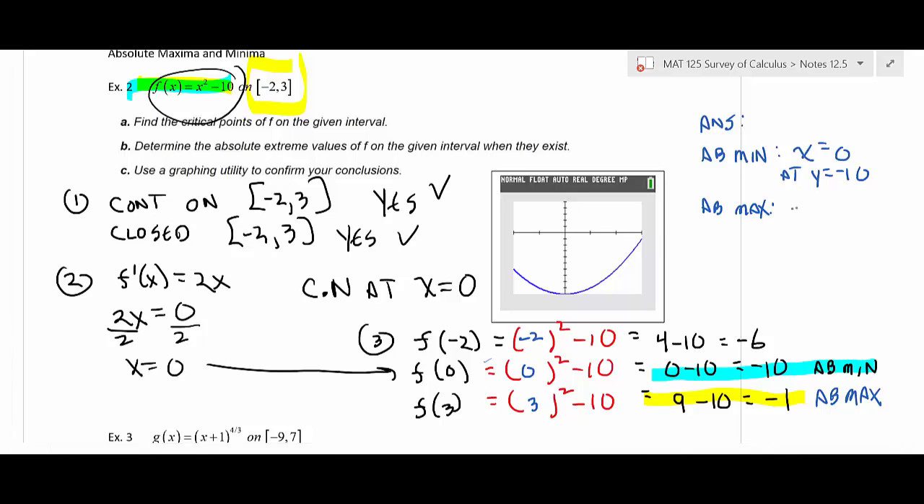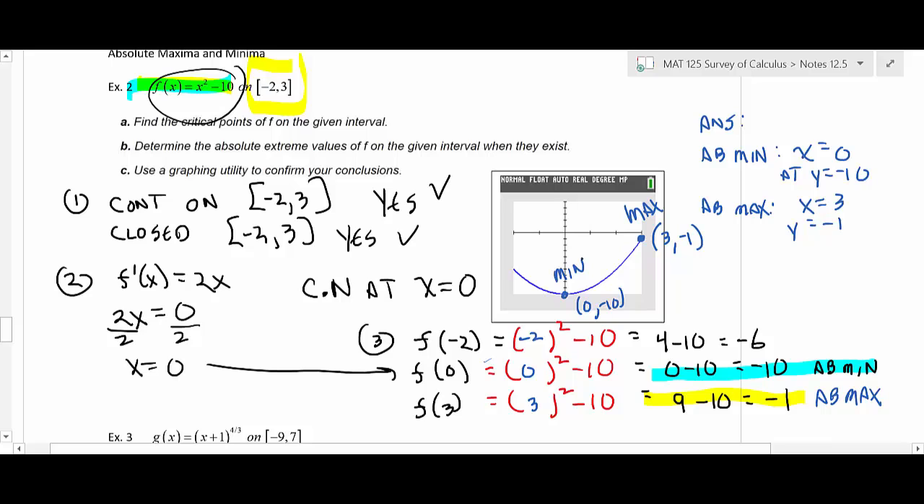You'll have to follow that when you're doing your homework on MyMathLab. Absolute max occurred at x equals 3, and y is equal to negative 1. Now, I think I put this graph on your handout. Didn't I put that on there? Okay, so this is the graph of the function. You might want to write a note that that point right there is the point (3, -1). That's your max. And this point right here is the point (0, -10). That's your absolute min.